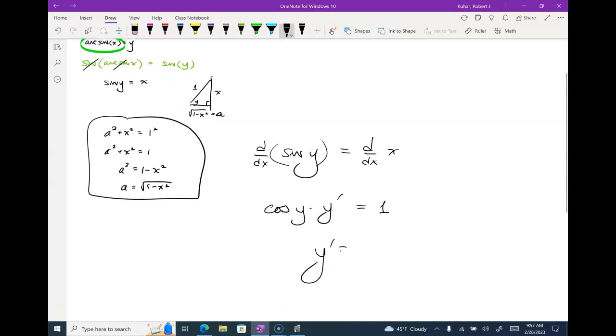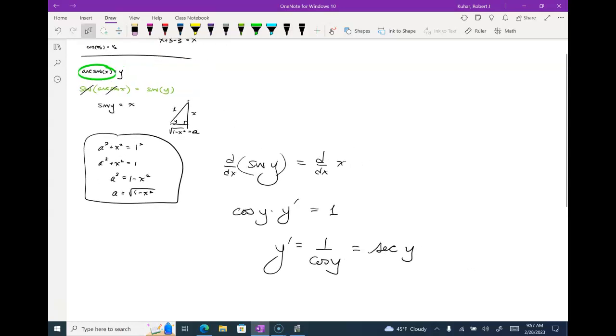So I get y prime equals 1 over cos of y. That might as well say secant of y. Agreed? Yes? 1 over cos is secant? Are they inverse operations? No, they're not inverse. They're called what? Reciprocals.